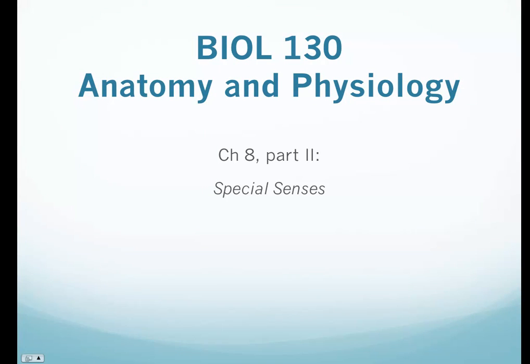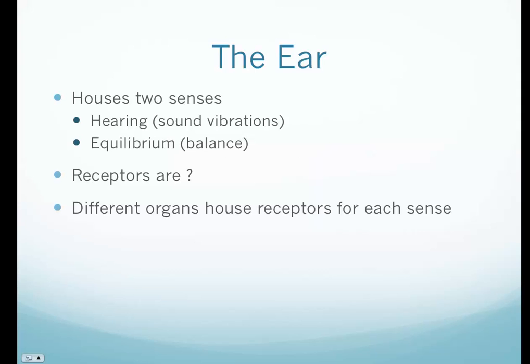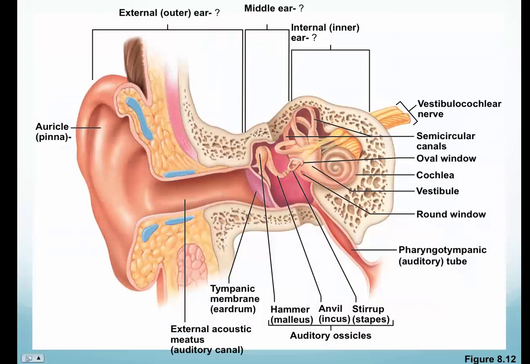In the second video for Chapter 8, we're going to continue our discussion about special senses and specifically focus on hearing and equilibrium. Both of these structures are dealt with in the ear. Because we're not dealing with chemicals, now we're going to look at mechanoreceptors, because we're going to look at movement. There are different organs that house the receptors for each of these senses, whether it's for hearing or for equilibrium.